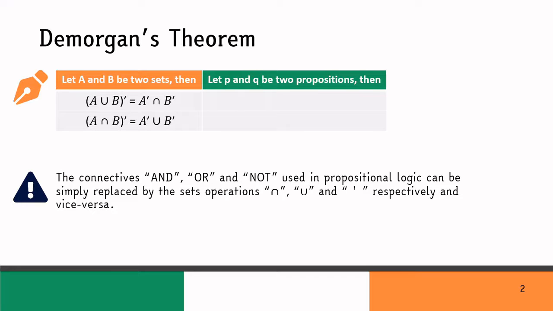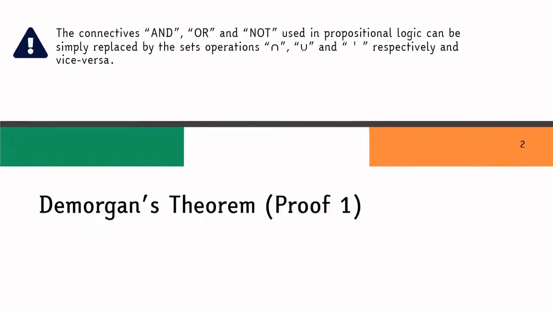Using this information, we can say that for two propositions P and Q, negation of P or Q is equivalent to negation of P and negation of Q. Also, negation of P and Q is equivalent to negation of P or negation of Q. Let us see the proof for the laws depicted by this theorem.